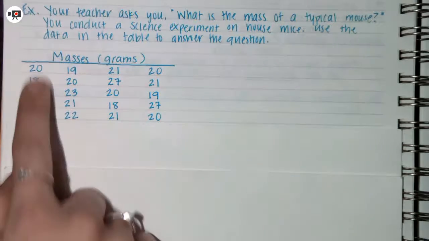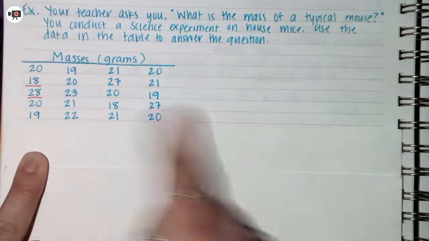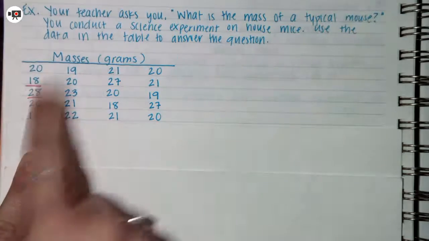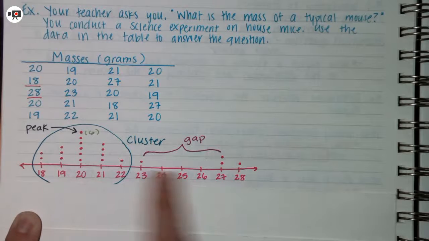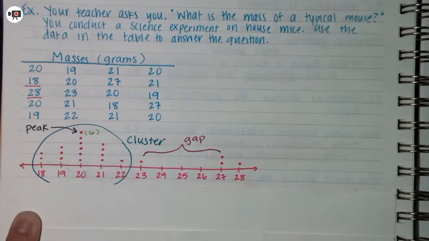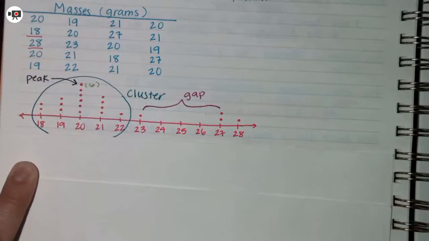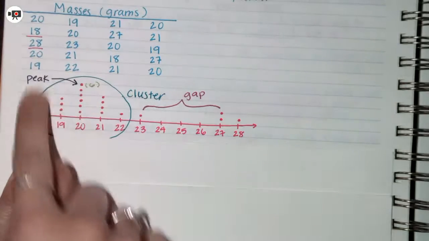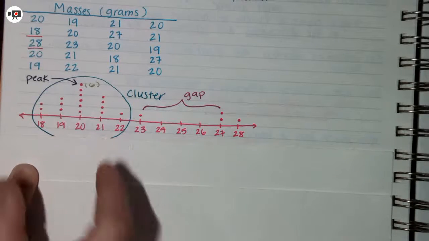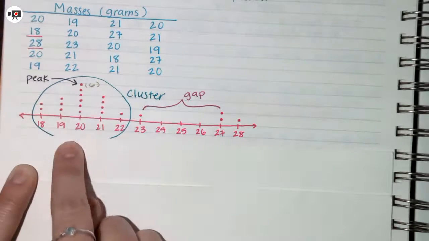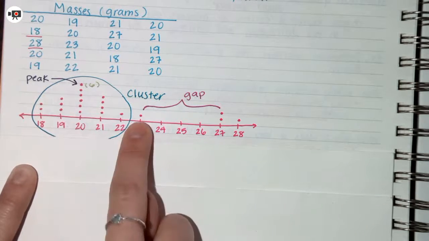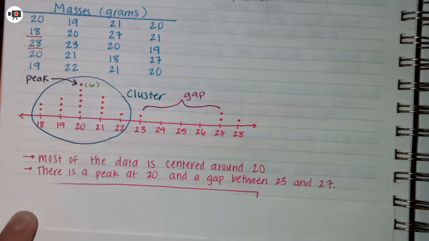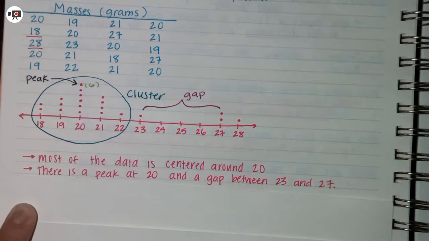Then you are going to go systematically through here. You can cross off the numbers if you like. You can work column by column, row by row, and you're going to put all of your dots on your dot plot. Now in looking at this, I noticed a couple things. I have a cluster around 20, so a lot of dots are in this little area. I have a peak at 20, that's the highest one, but I also have a gap between 23 and 27. So those are a couple characteristics of this dot plot.